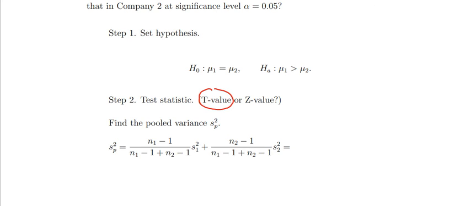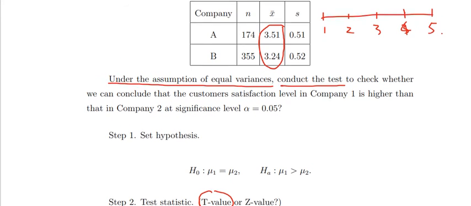Okay, so how to find Sp squared? How to find this pooled variance? The formula is like that. It looks complicated, but we understand this definition. The pooled variance is the weighted average of those variances, s1 squared and s2 squared.